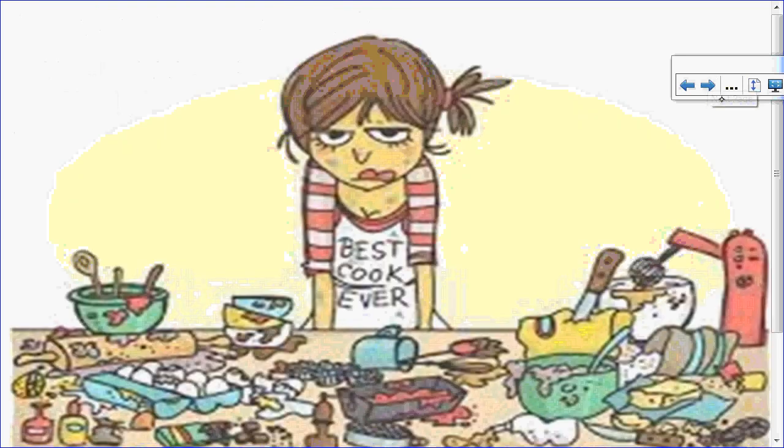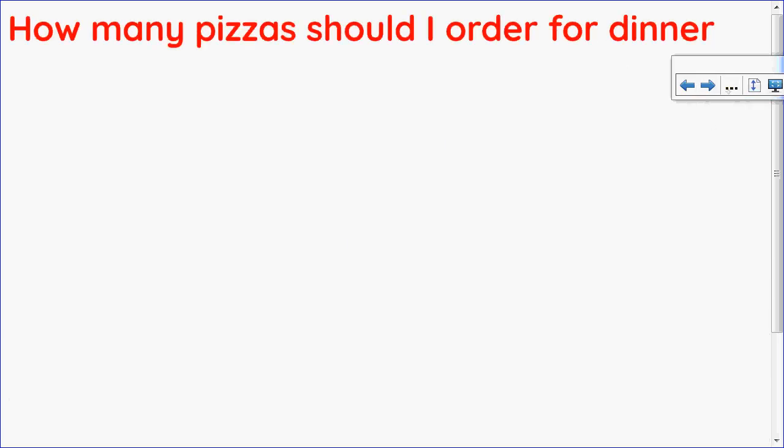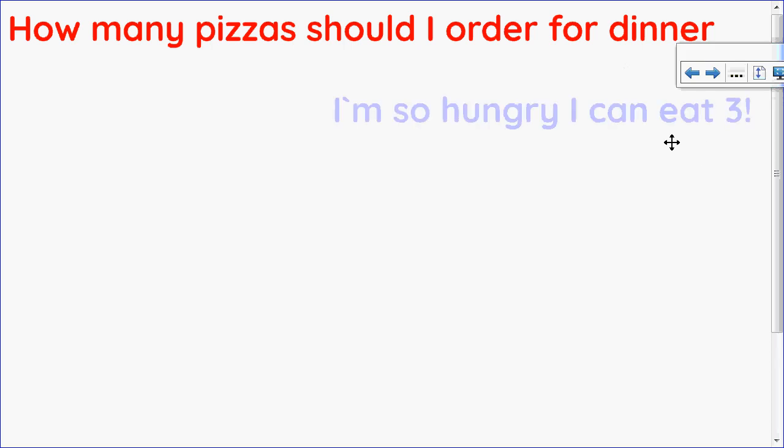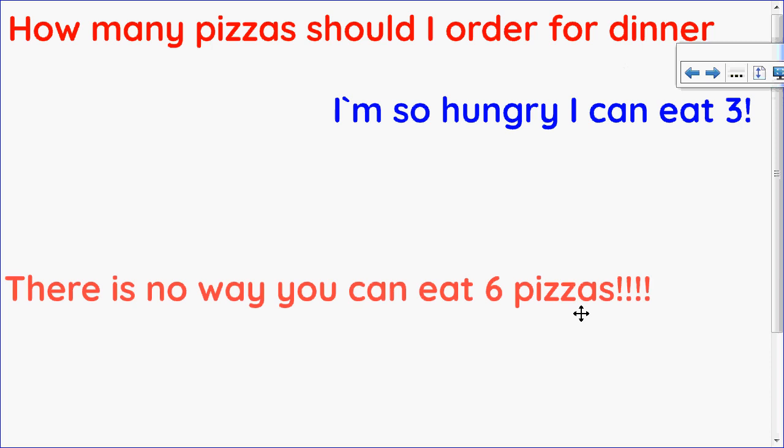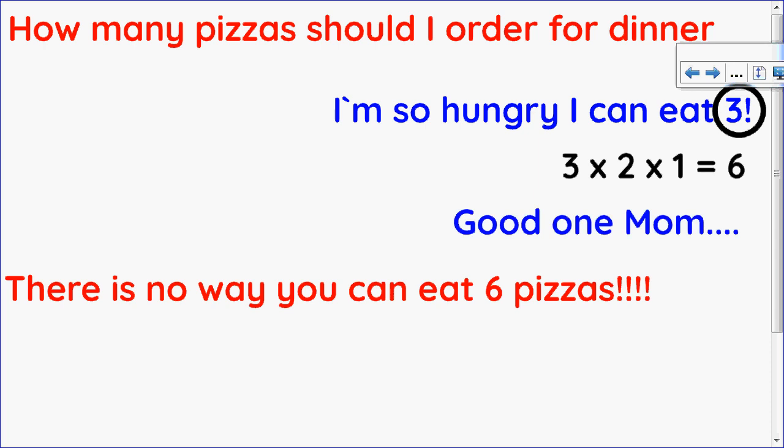Many of you know I really don't like to cook. It's probably one of my least favorite things to do. So this is a typical conversation that happens in my house, say on a Friday night when I've been working all week. I yell upstairs because I don't want to cook, "How many pizzas should I order for dinner?" And then my teenage boys yell down, "I'm so hungry, I could eat 3." And then I say to them, "There's no way you can eat 6 pizzas." And then there's a long pause. And then they realize 3 factorial, 3 times 2 times 1, equals 6. And then I usually get, "Good one, Mom."